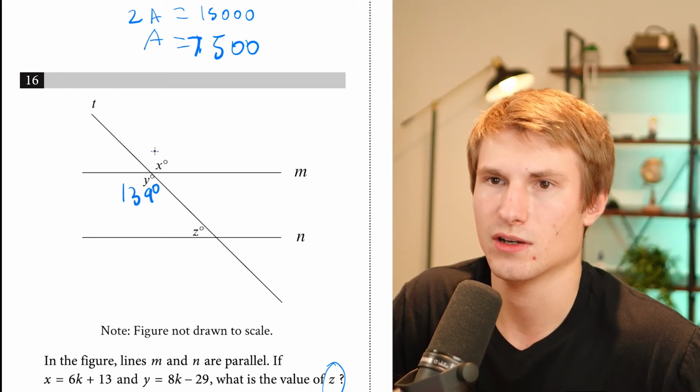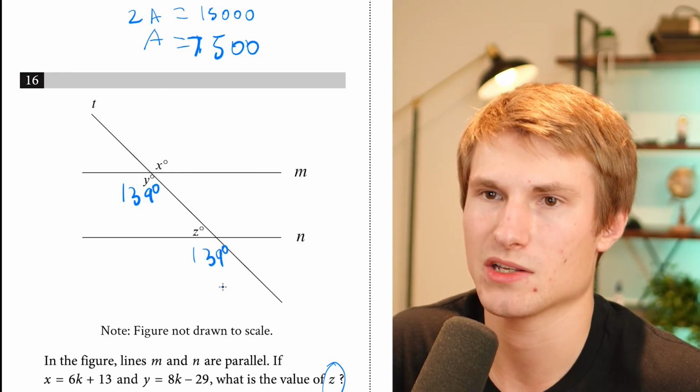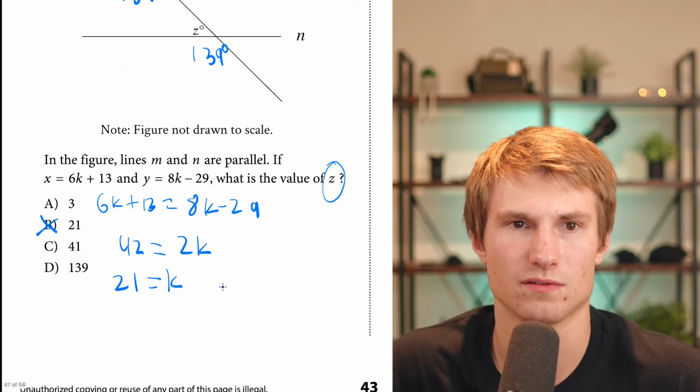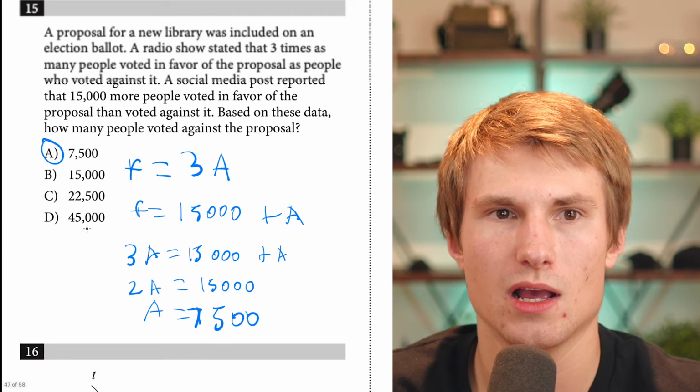So 139 is the value of Y and X, which means it's also the value that's right here. From there, 180 minus 139 will leave us with 41 as the value of Z. So our answer has to be 41, which is answer choice C. From here, we can go ahead and move on to our next question.